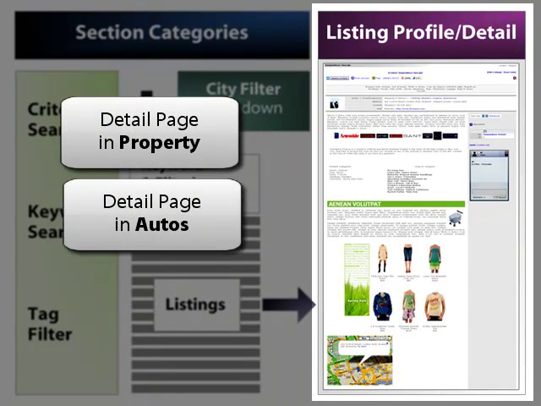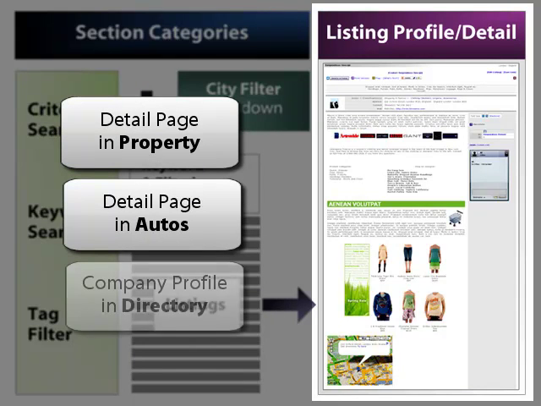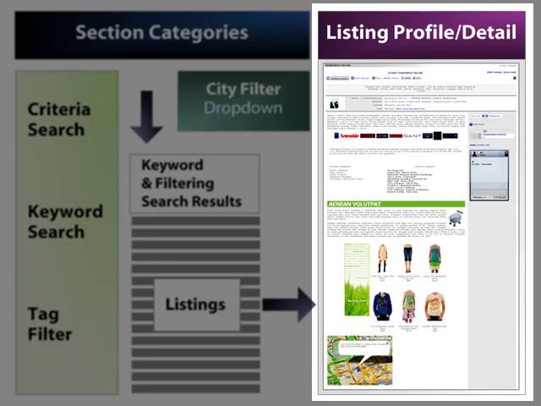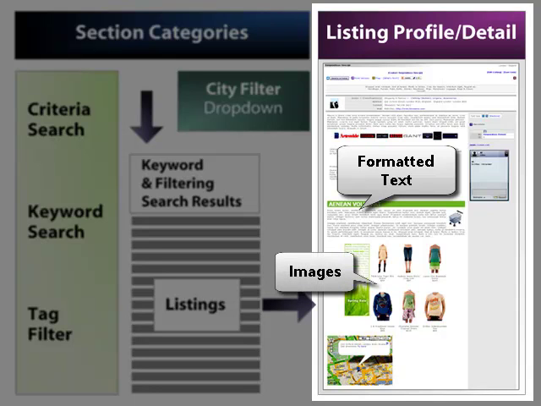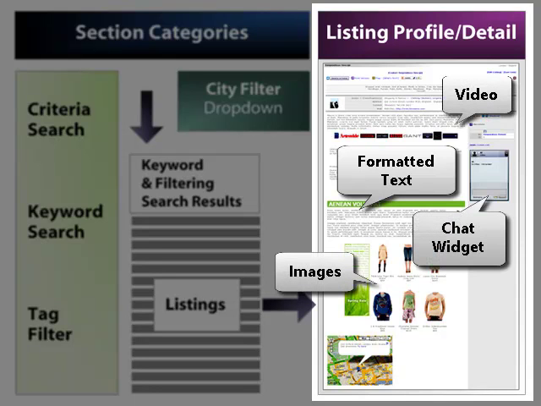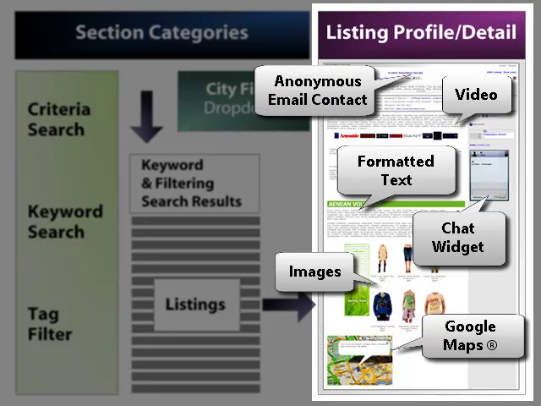or a detail of an autos listing, or a company profile. The rich media web page each listing links to can optionally contain formatted text, images, video, a chat widget, and Google mapping to tell people about your location. You can also provide a way for people to anonymously contact you, the listing source, through a message forwarded to your email.